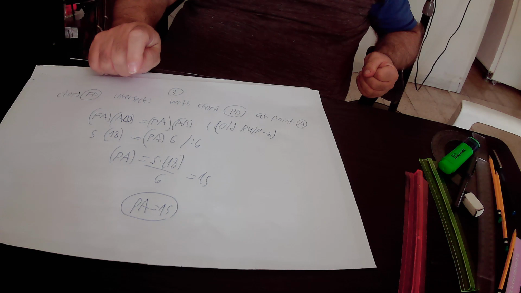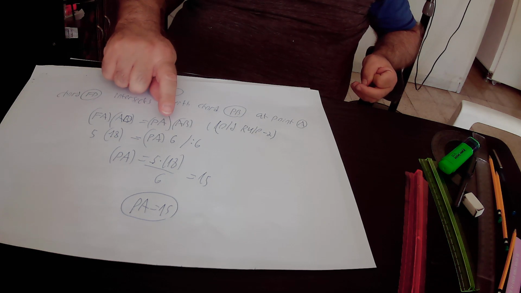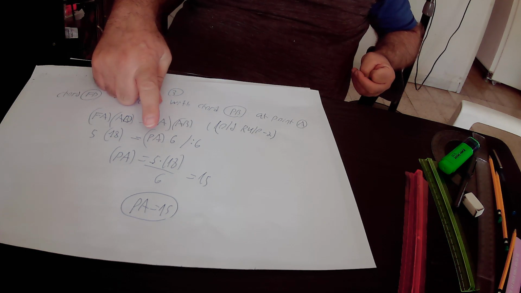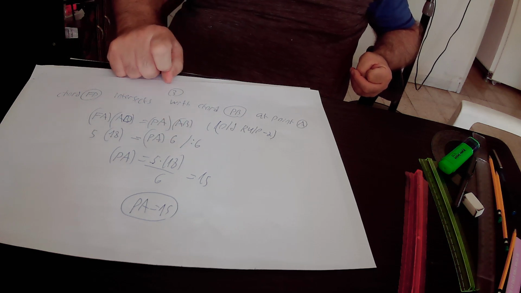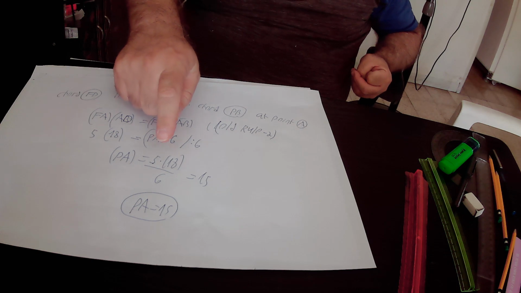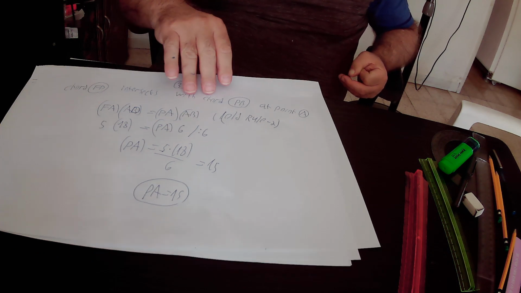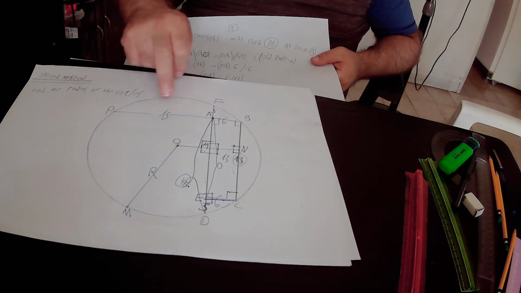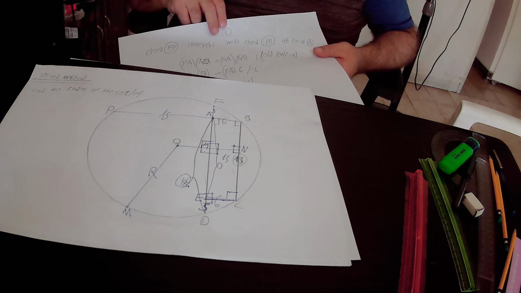times 6. Here we divided this equation by 6 and found out that PA equals 5 times 18 over 6. 18 over 6 is 3, and 3 times 5 is 15. So we found out that the missing segment PA equals 15 units.